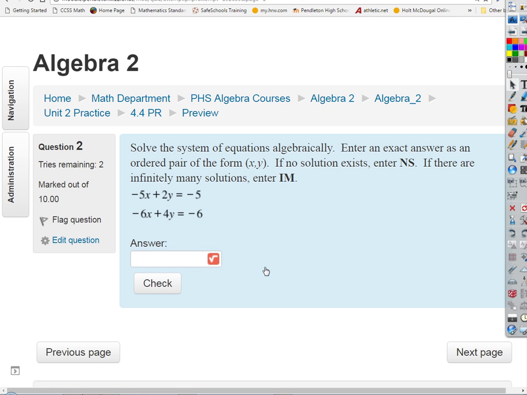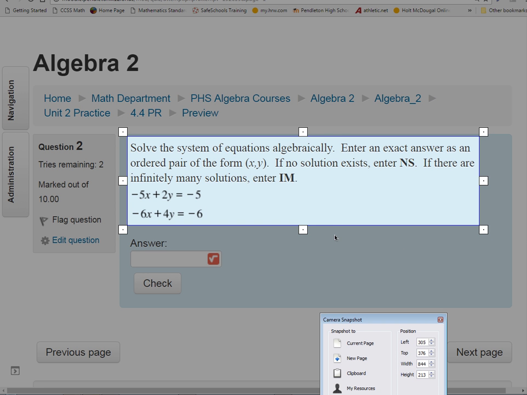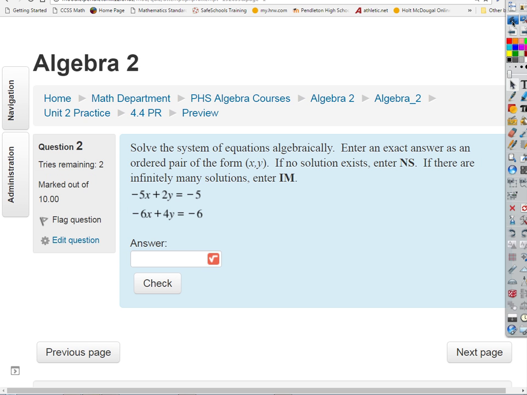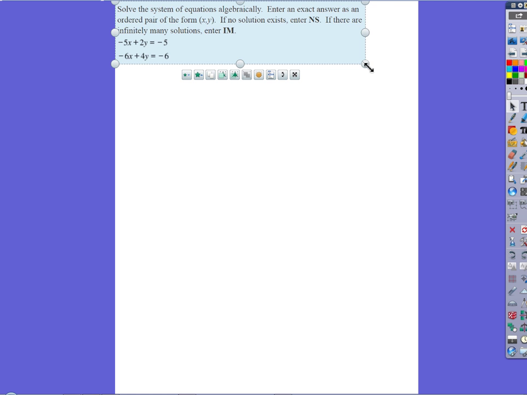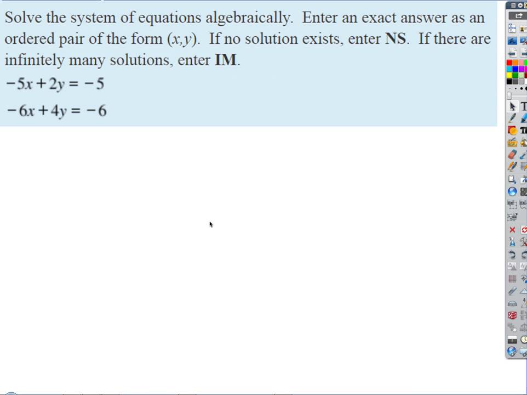Okay, here's a different situation. In this case, neither of the two linear equations is solved for a variable, and it's not really easy to isolate any of the variables. None of the variables have coefficients of 1 or negative 1, so it'd be difficult to isolate x or y in any of those equations. So we're not going to use that method. Instead, we're going to use the method of elimination or linear combination, whatever you prefer to call it.